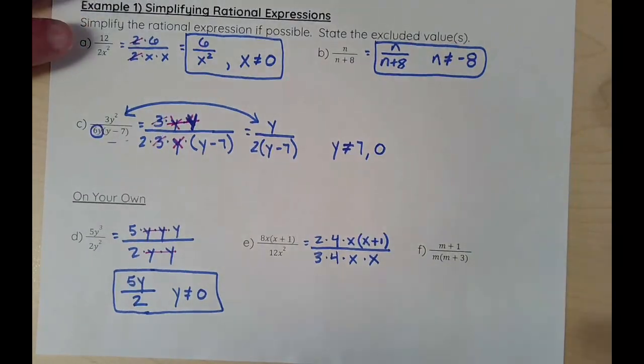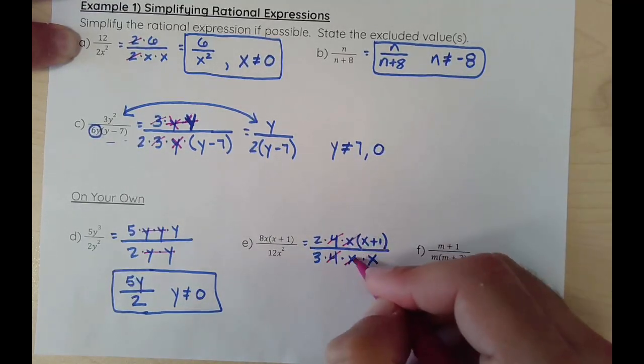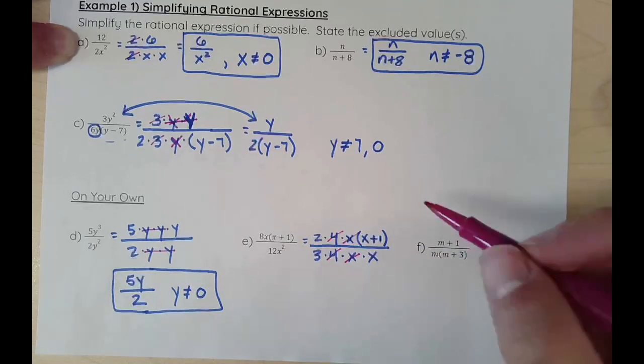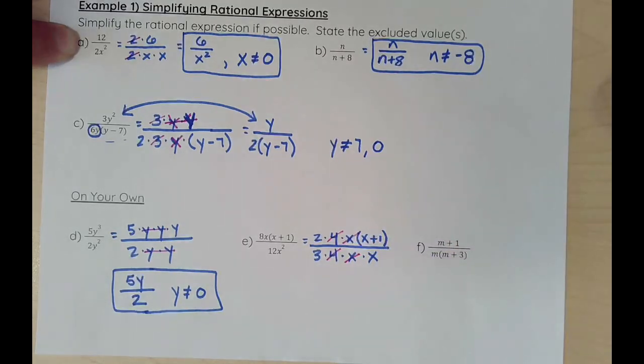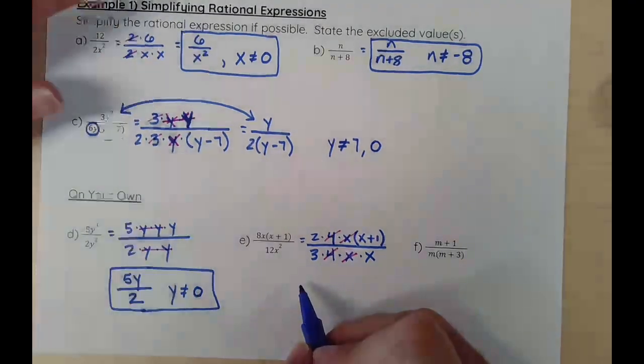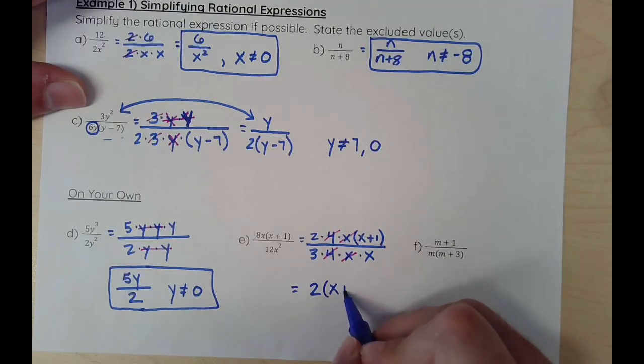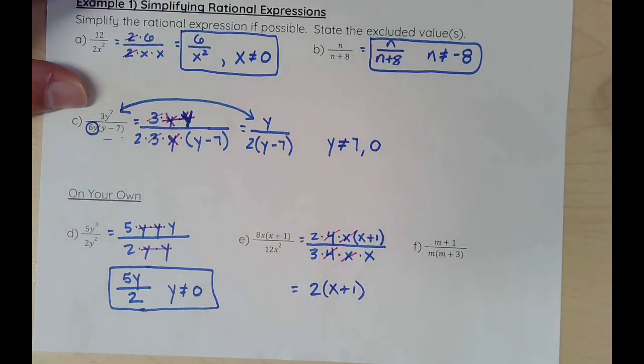All right, so the 4 and the 4 will cancel. This x and this x will cancel. Now, reminder, I can't do anything with x plus 1 because it's in the parentheses. That will give me a final result of 2 times x plus 1 over 3 times x. x cannot equal 0, and the original x can also not equal 0, so this would be my final result there.